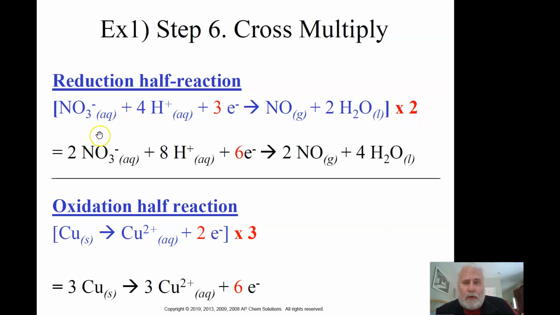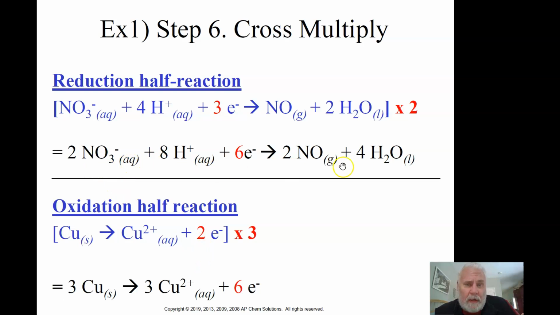So you take this whole thing, use brackets, because we're already using parentheses in the formulas and whatnot. So you put brackets around the outside, multiply the whole shooting match by 2. That means you will have gained 6 electrons, and then you multiply this one by 3 so that you lose 6 electrons. And then you've got that nice balance between the two of them.